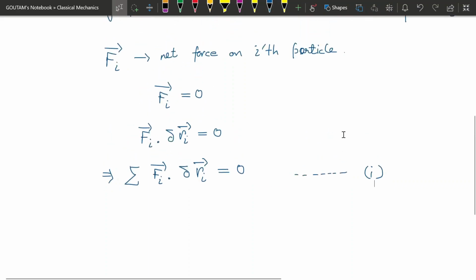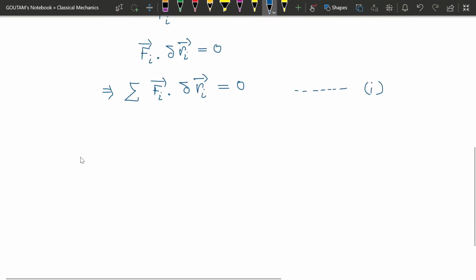Fi is the net force on the ith particle. As we are talking about a many particle system, we can divide Fi into two parts. Fi is equal to Fi external, which is the external force on the ith particle, plus fi. What is fi? Small fi is the force on the particle due to any other constraints, the constraint force. As there are many particles, if we put some restrictions on the system, the particle will be constrained in its motion, and to constrain its motion it will generate a force on the particle.